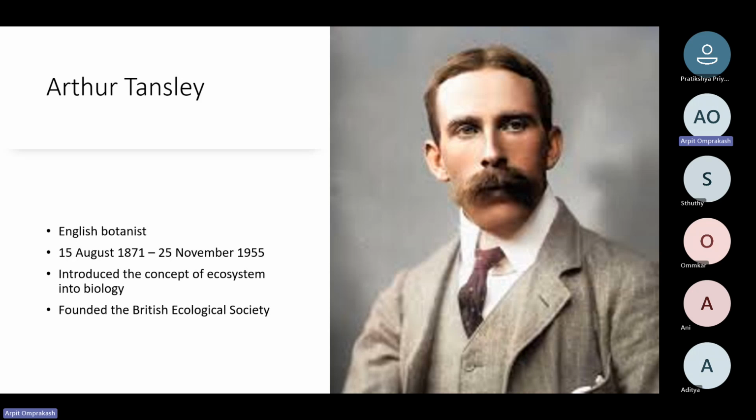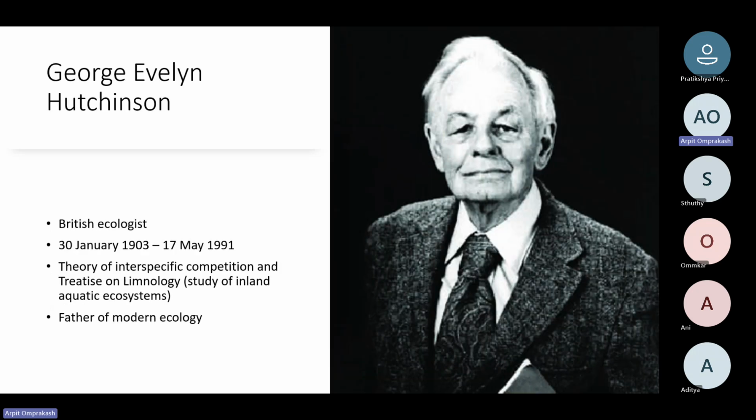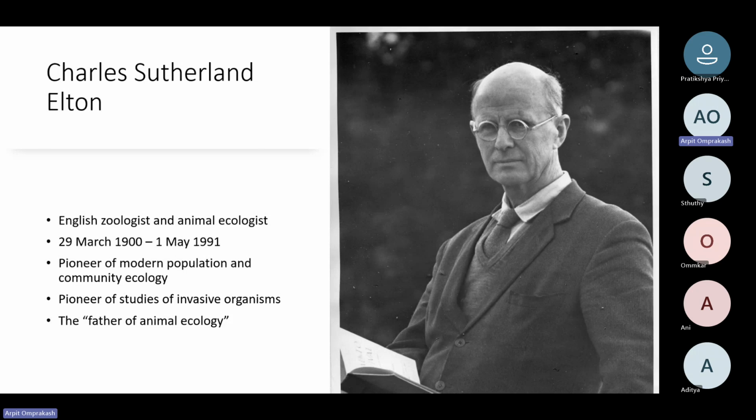Then we have Arthur Tansley, who introduced the concept of ecosystem into biology, and he also founded the British Ecological Society. We have George Evelyn Hutchinson, who gave the theory of interspecific competition and a treatise on limnology, which is the study of inland aquatic systems. He is considered a father of modern ecology. We have Charles Sutherland Elton, who was a pioneer of modern population and community ecology, and he pioneered studies of invasive organisms, and he is known as the father of animal ecology.